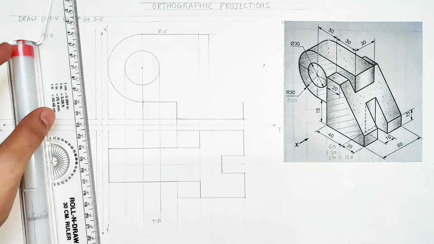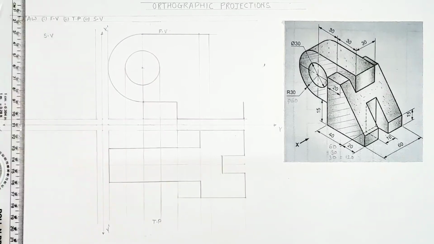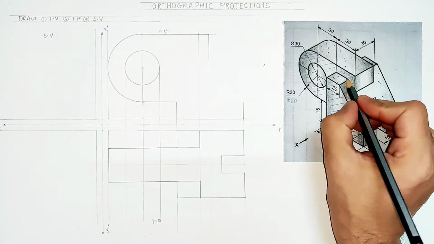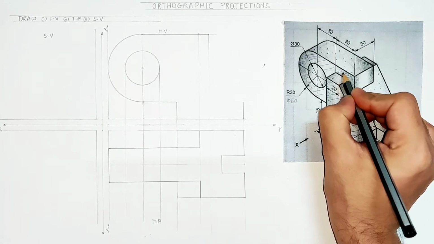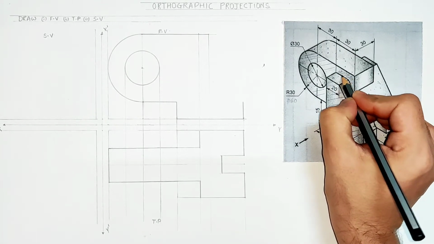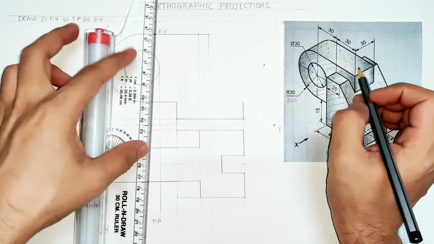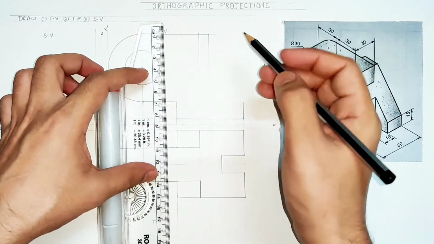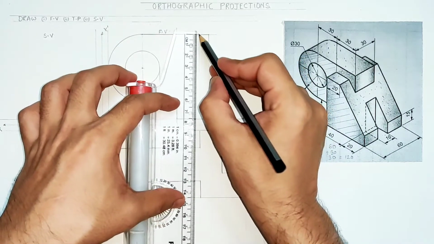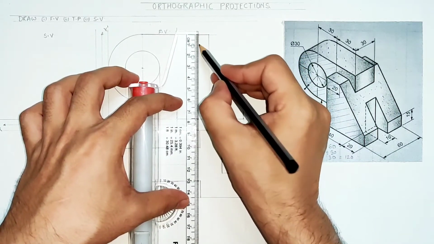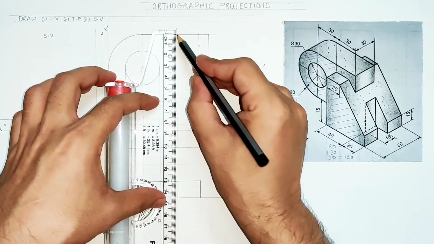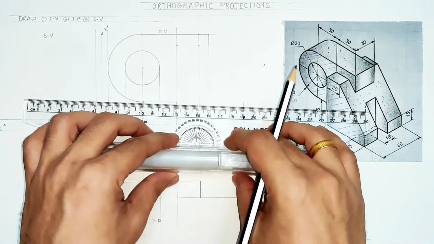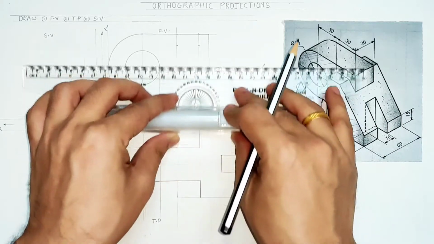Now this height is not mentioned earlier. We will take it as 10 millimeters. So I'll write it 10 millimeters, and from the top line we will mark a point 10 millimeters and draw a line. So from here 10 millimeters, that is 1 centimeter. Joining these 2 points will give you the line of width 20.